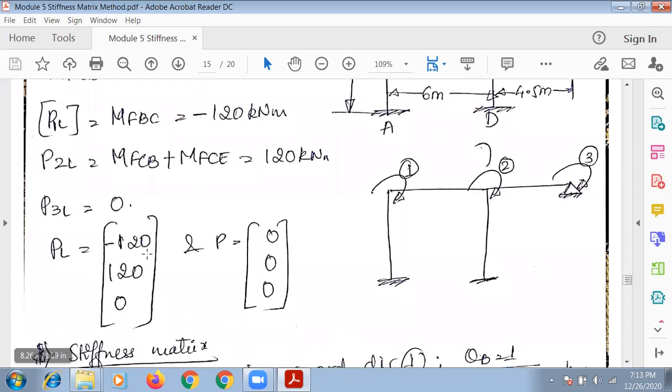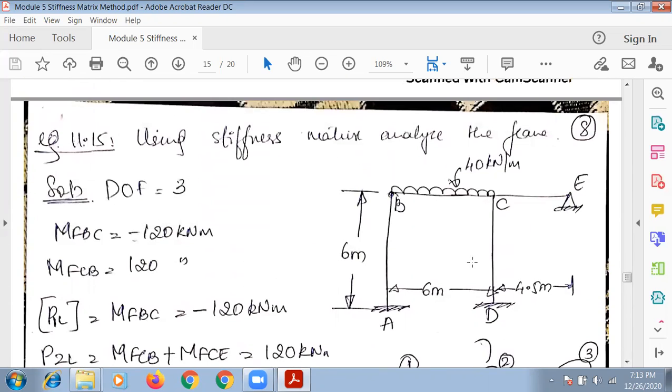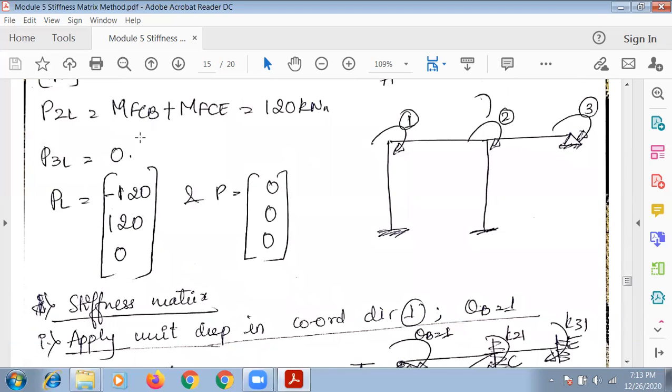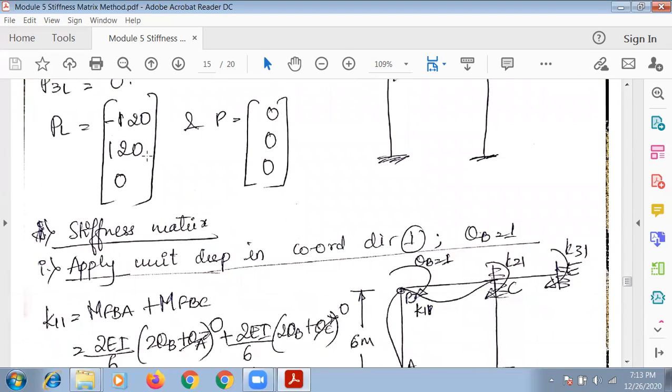Once you write P1L, P2L, P3L, next we sum up PL here. That is minus 120 plus 120, which is 0. Now P: nowhere in the frame are extra end moments applied at A, D or E. There are no end moments. So because there are no end moments, P1, P2 and P3 will be 0. Once you find PL and P, the next step is the stiffness matrix.